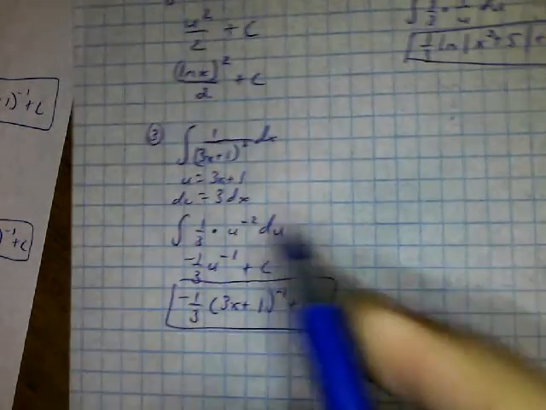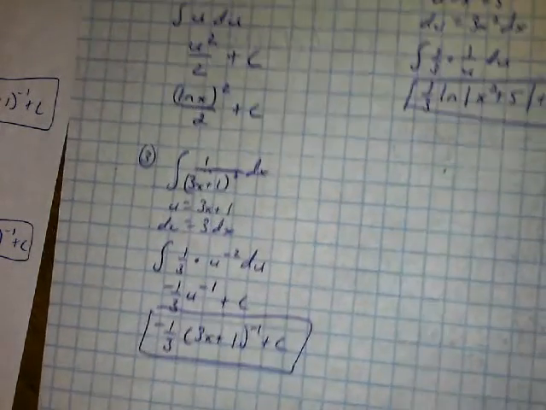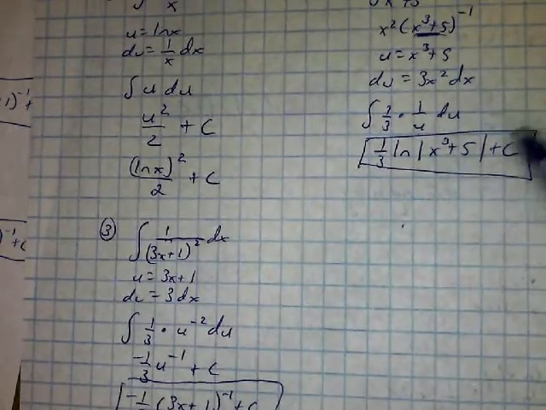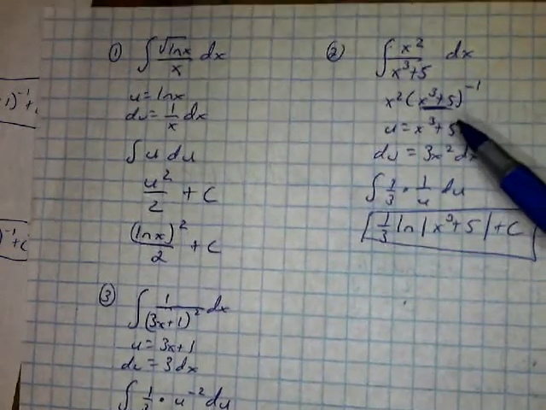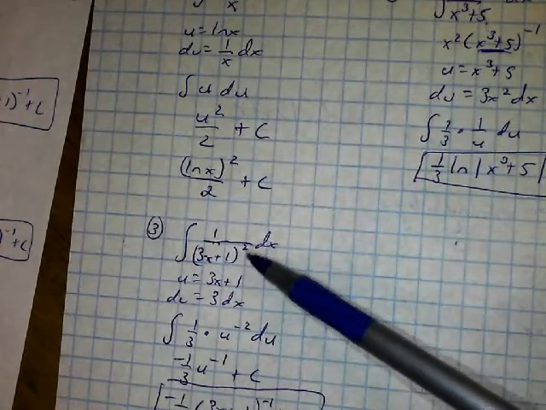Again, notice this was not a natural log. That's what happens in this chapter, is all of a sudden we do a lot of natural logs, so you think everything's natural log. It's not. 1 over u is natural log. Anything else is not.